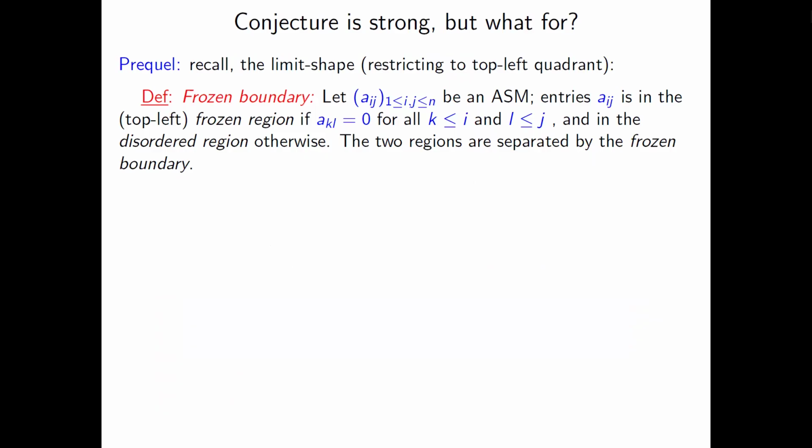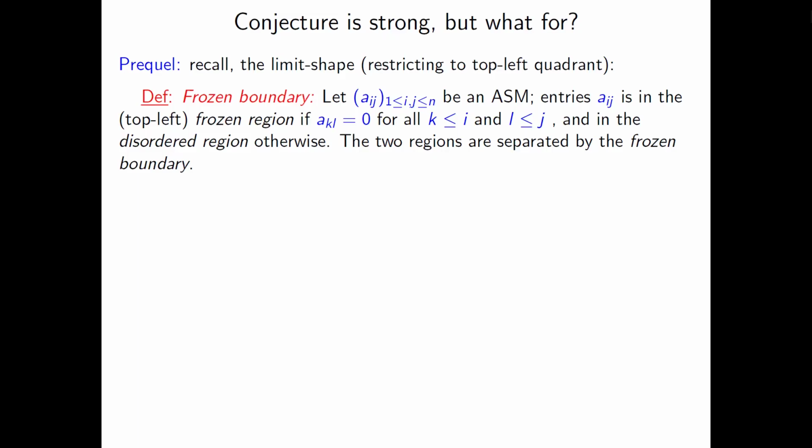So we define for each ASM, I focus on, in this path description, we have some external paths. You choose some point, some entry ij, and then you say, if all this rectangle is made of zeros, then this entry ij is in the frozen region. So this defines the frozen region as some external region here.